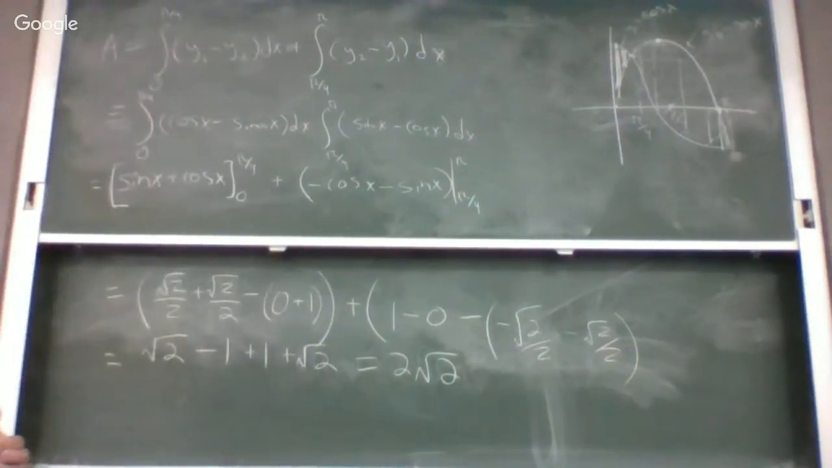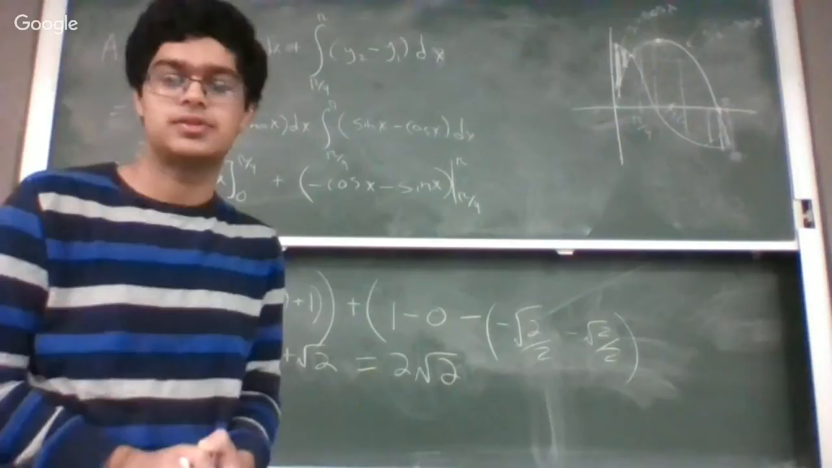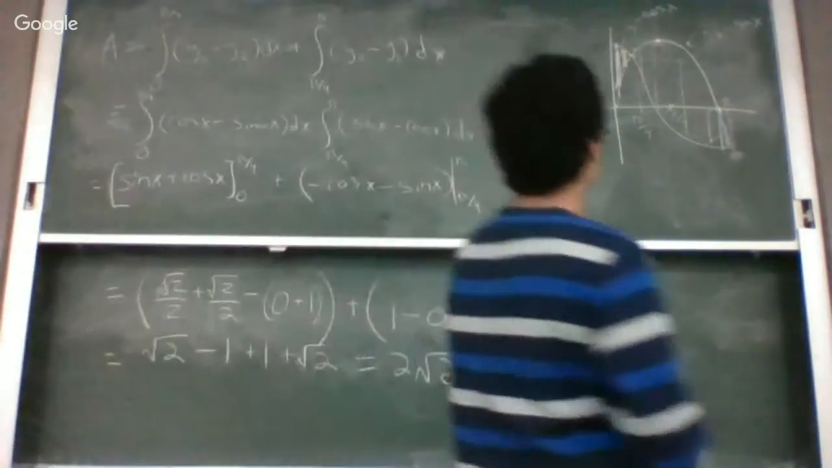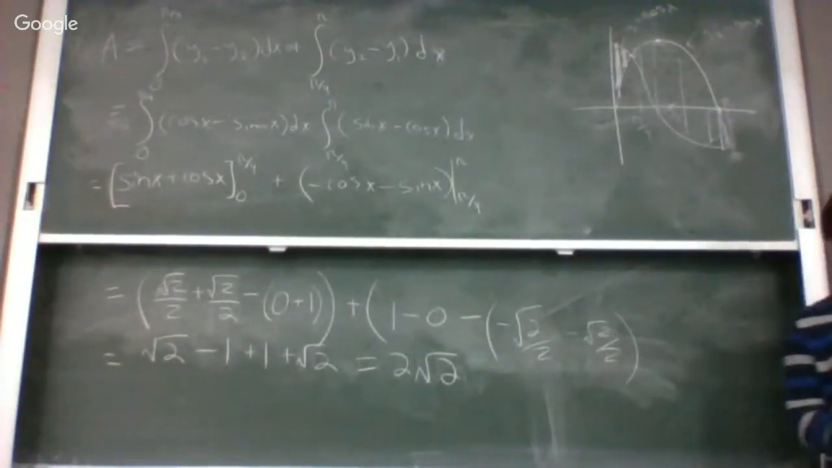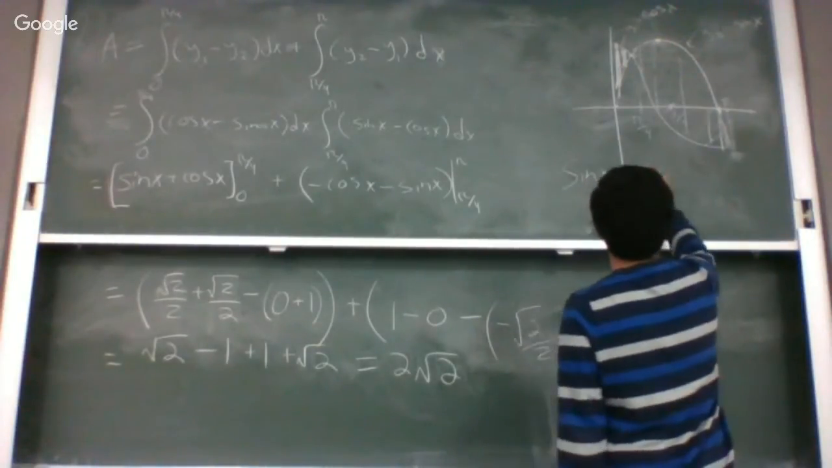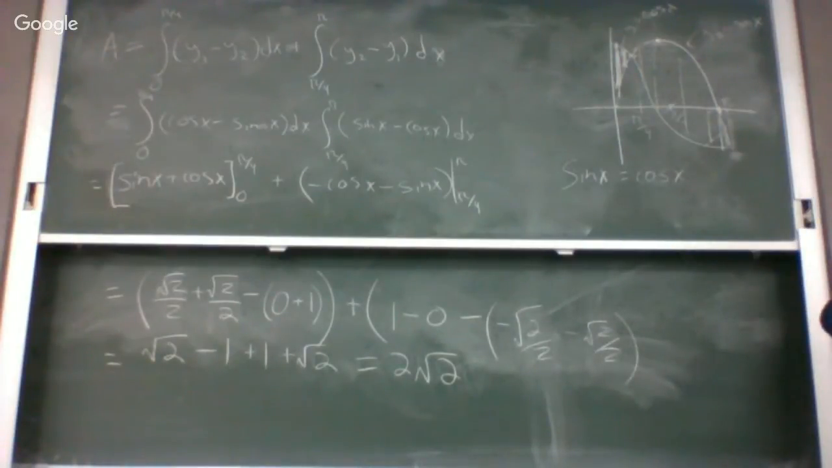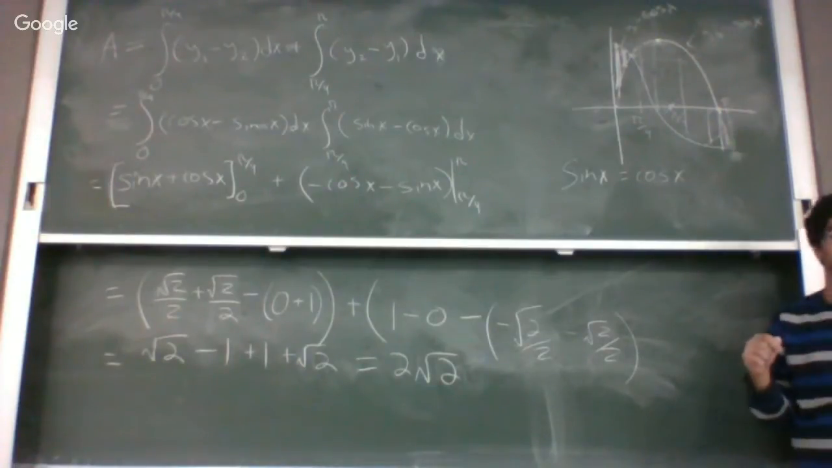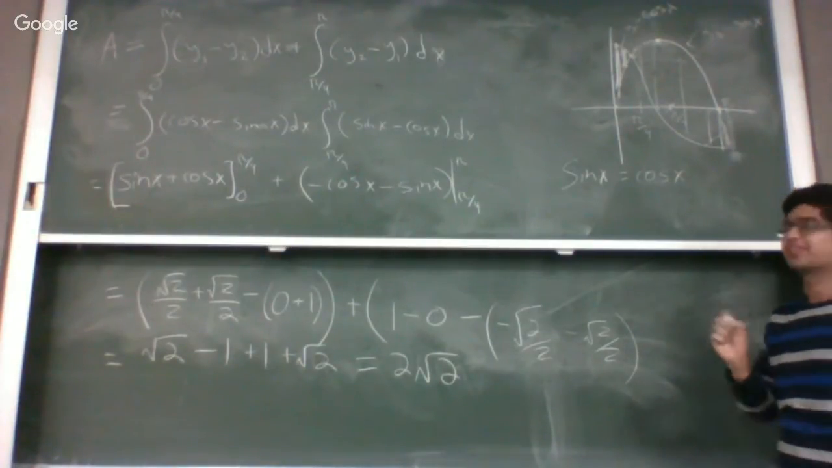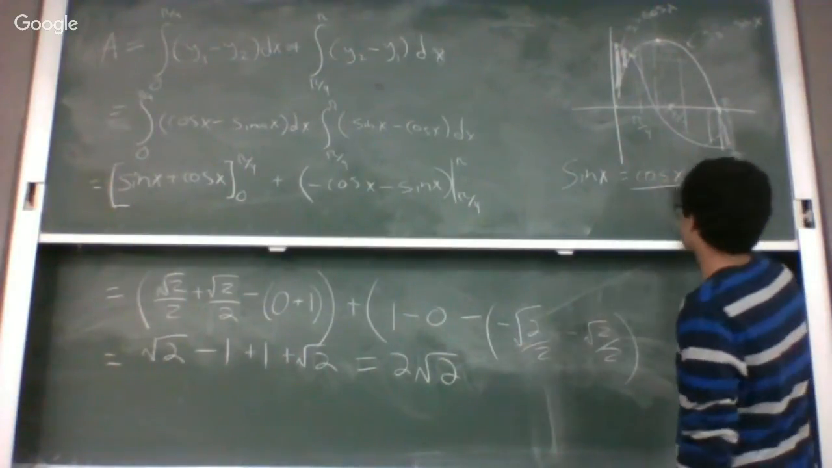For the intersection, I think they actually want to see the work in how you got pi over 4. And it's not tough. How do you normally find an intersection? Let them equal: sine of x is equal to cosine of x. What do you guys think we should do here? We could divide by cosine.